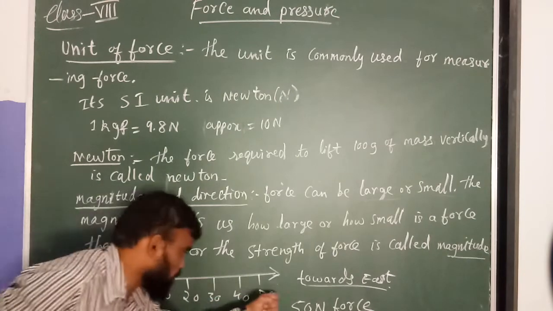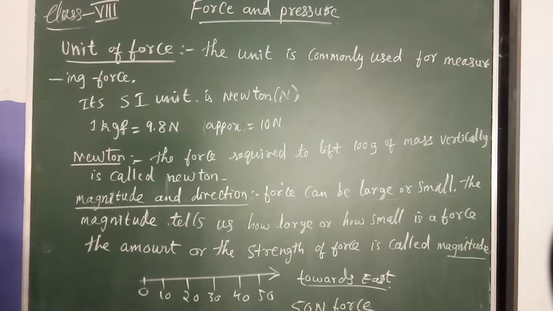The arrow, the pointed end, shows the direction in which the force is acting, whether towards the south or towards the east. Here, a force of 15 is acting towards the east direction. Understood that one? Okay.